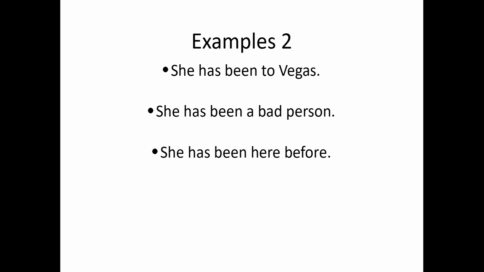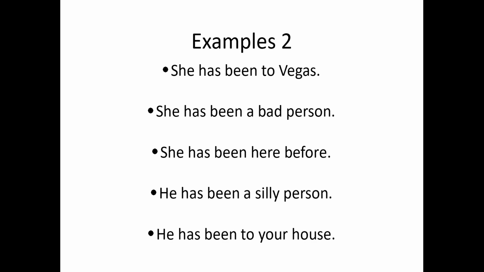Examples number 2. She has been to Vegas. She has been a bad person. She has been here before. He has been a silly person. He has been to your house. He has been here before.